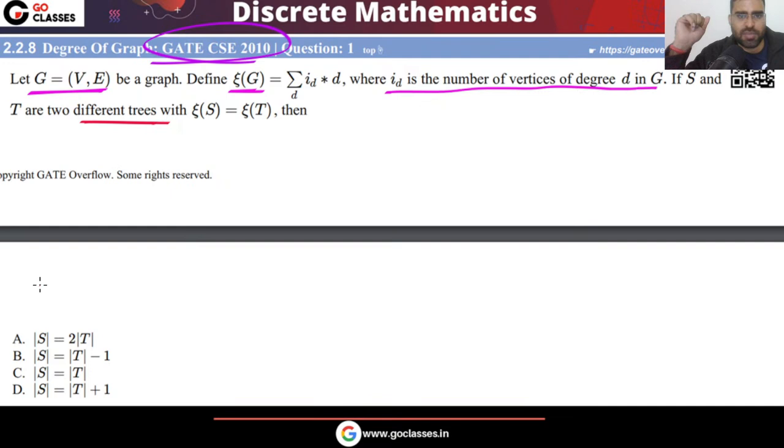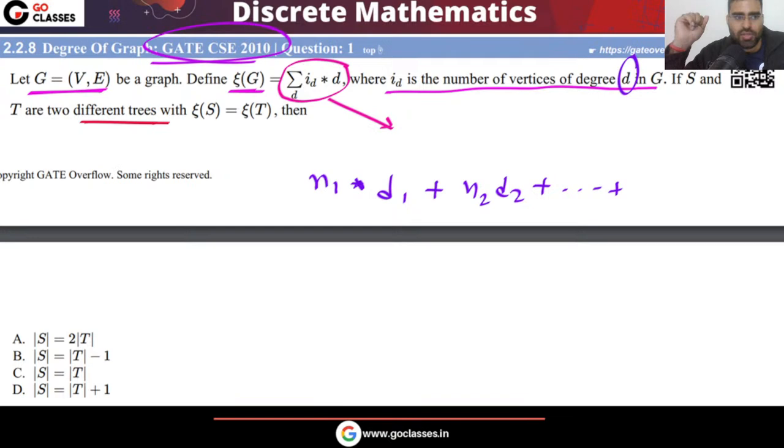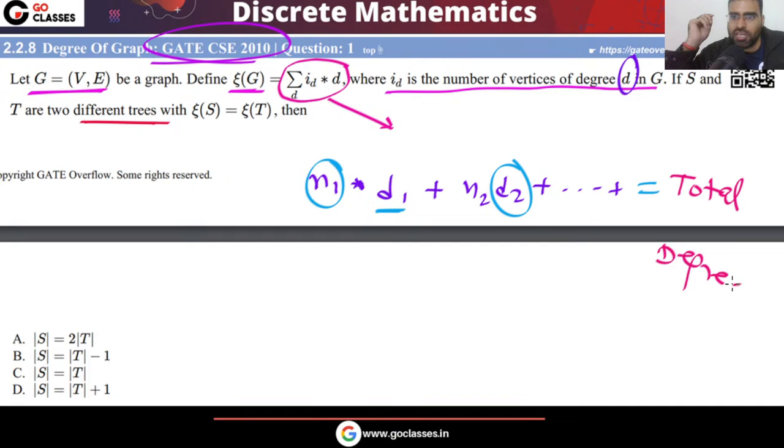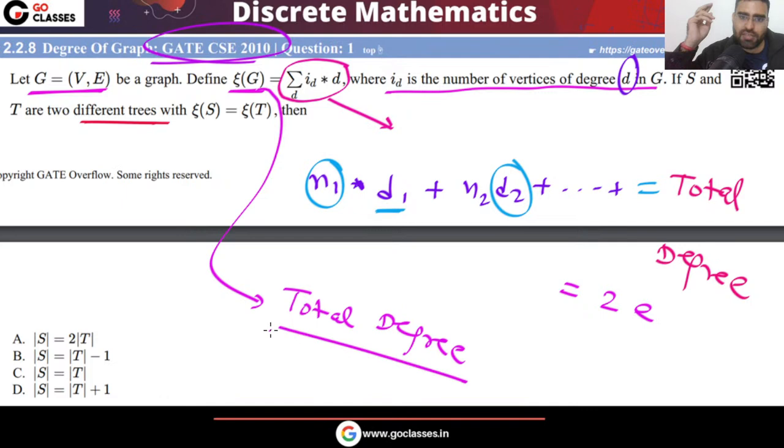So he is doing a summation. Can you tell me what this value is? For every degree D, multiplied by how many vertices of that degree? This is your total degree. You are just finding the total degree, or I can say this is twice the number of edges. So remember this notation is nothing but the total degree.